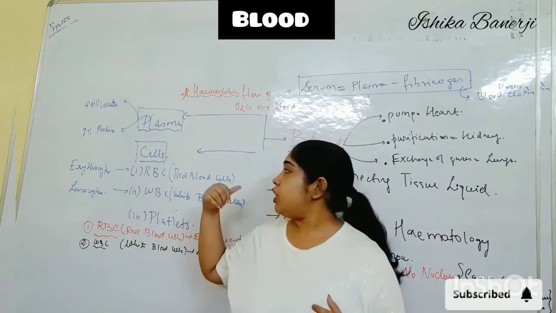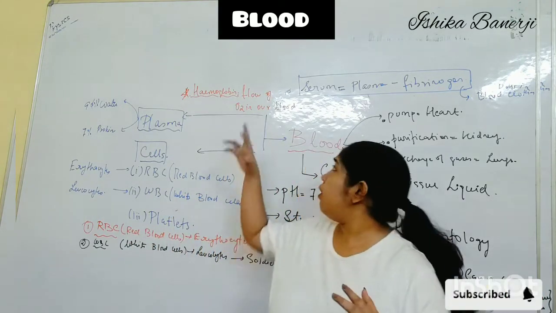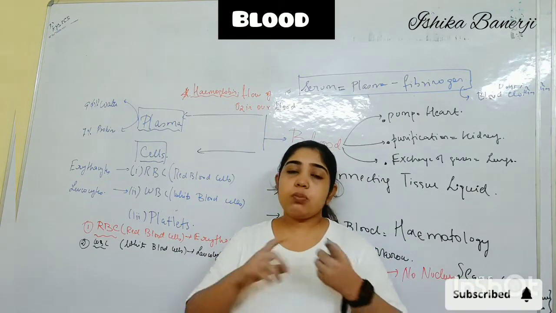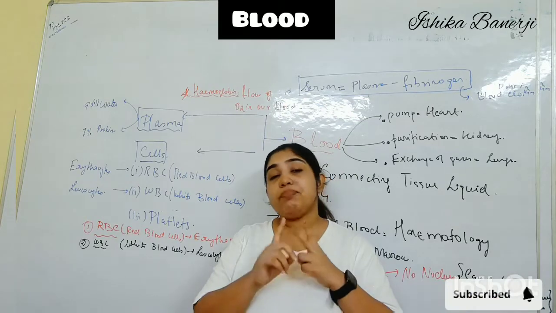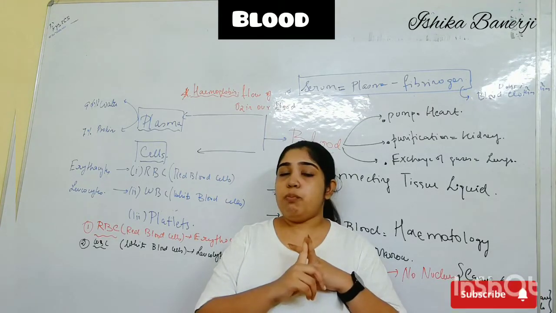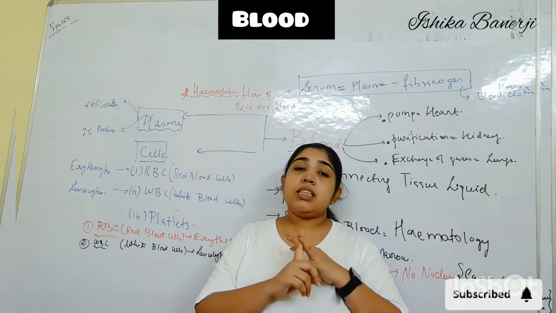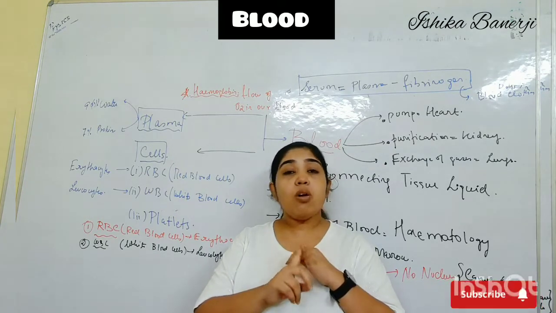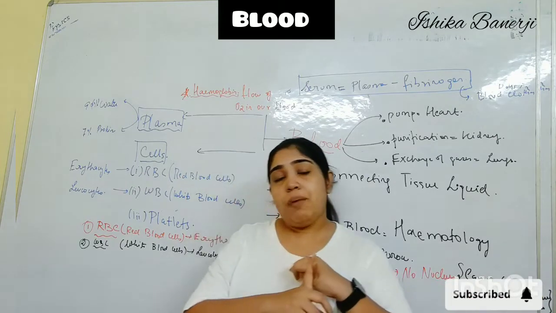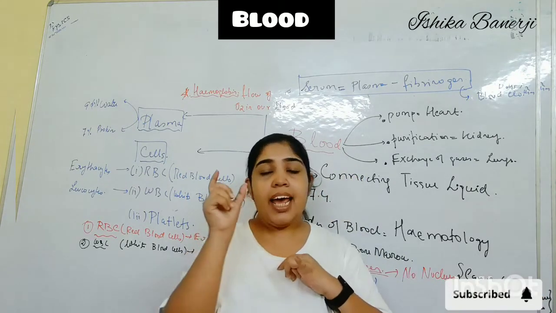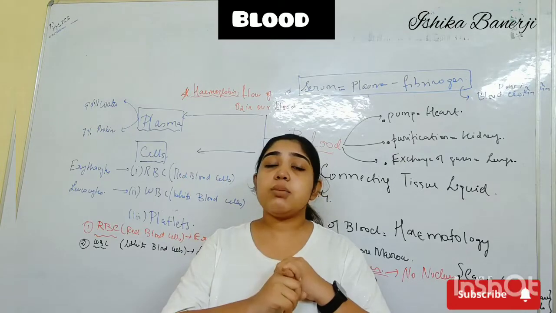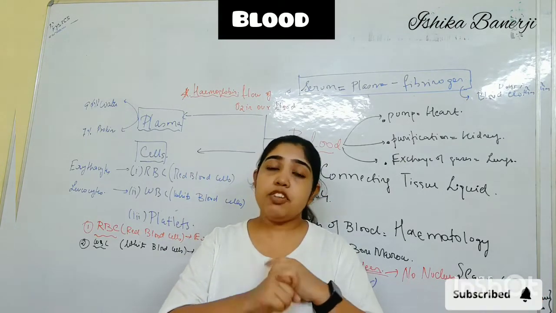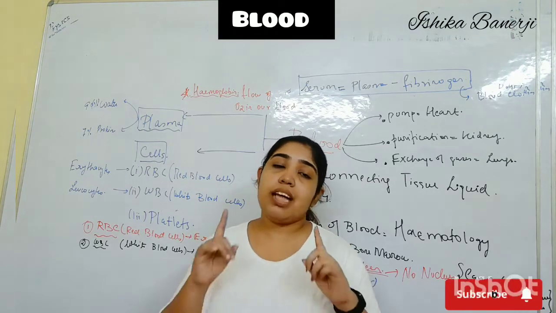Just remember that the study of blood is called hematology. First one, the study of blood is called hematology. The pH of blood is 7.4. It is a connecting tissue, and it is liquid in form. Fourth, remember the blood is of two types: the cells and the plasma. In the plasma you will have 90% water and 7% protein. The cells are WBCs, RBCs and the platelets.